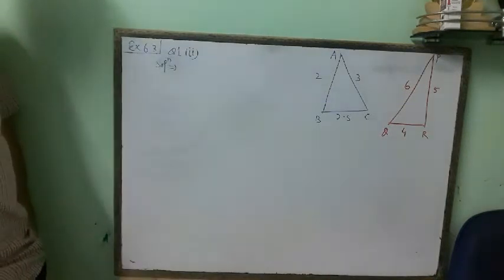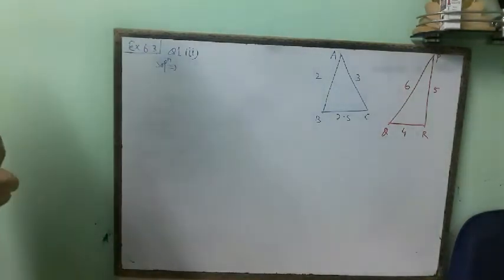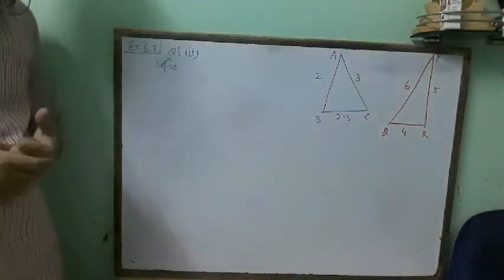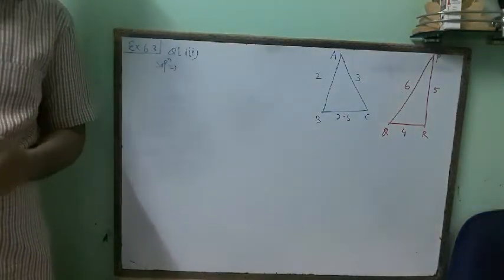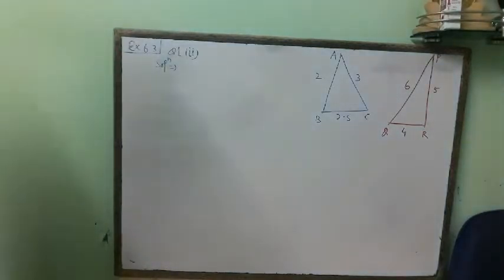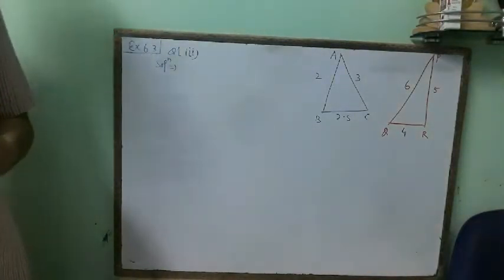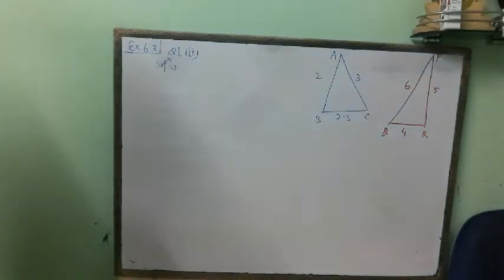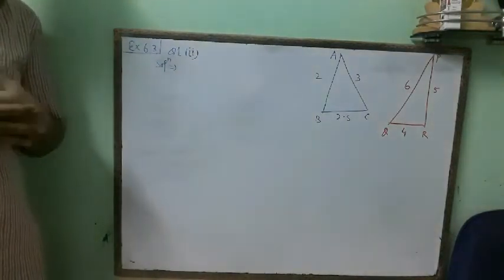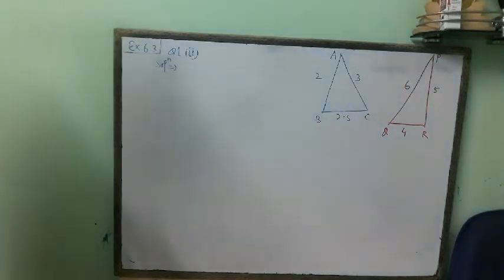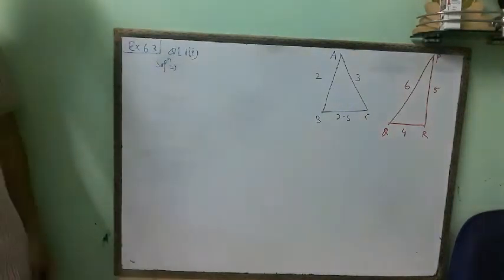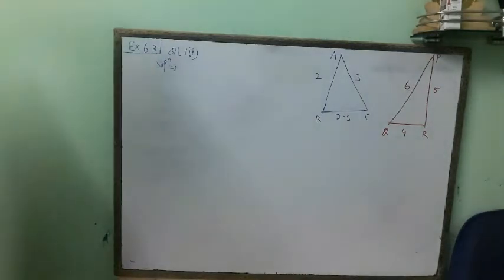So I am just briefing the criteria of similarity. First, angle: all three angles of the two triangles are equal. Second, if at least two angles are equal, then the triangles must be similar. Third, side: the corresponding sides are proportional to each other. If they are proportional, then the triangles will be similar. Then side-angle-side, SAS: two sides are proportional to each other and the angles between those two sides are equal. These are the criteria.